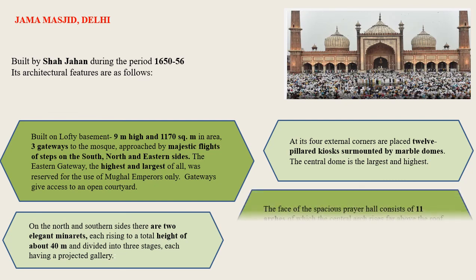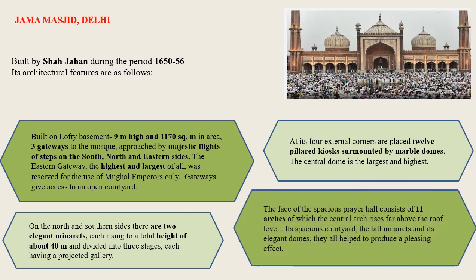The face of the spacious prayer hall consists of 11 arcs, of which the central arc rises far above the roof level. The mosque is indeed one of the finest specimens of Mughal architecture. Its spacious courtyard, the tall minarets, and its elegant domes, they all help to produce a pleasing effect.